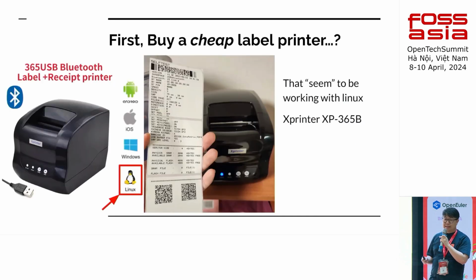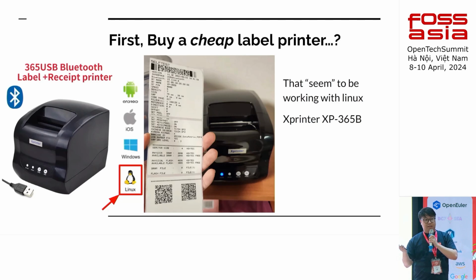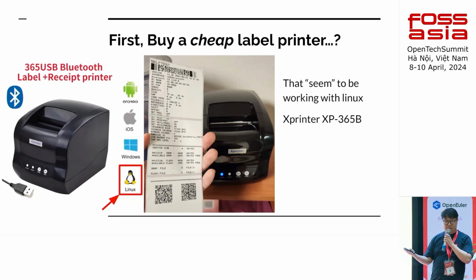So the first thing I did for my project was finding a cheap label printer, because if you search for label printers, you usually find printers from Epson or Zebra, and of course they're very good printers, but they're very expensive, right? And it doesn't make sense to buy those expensive ones for just your hobby projects. So I started to search on AliExpress for cheap printers that seem to work with Linux.